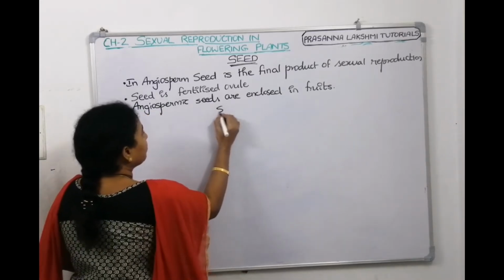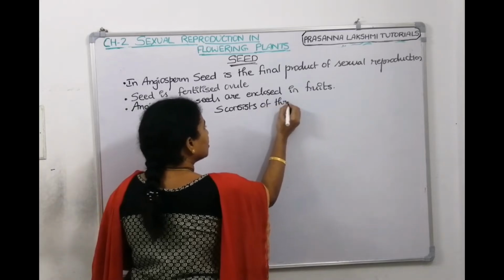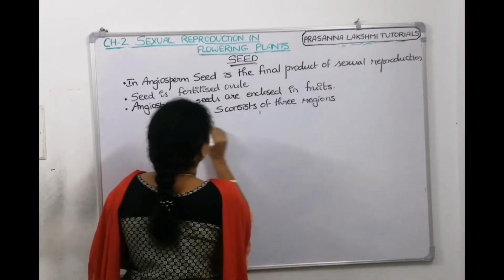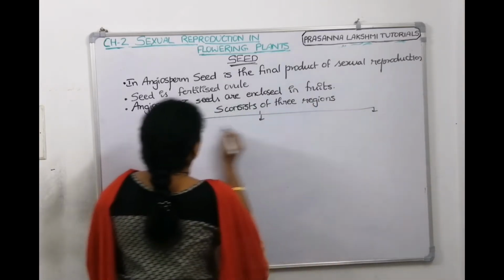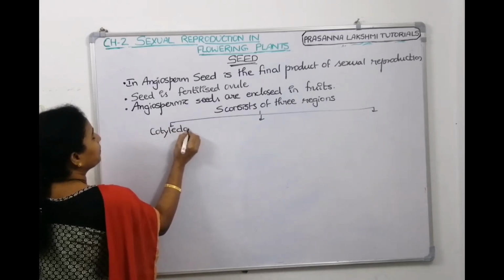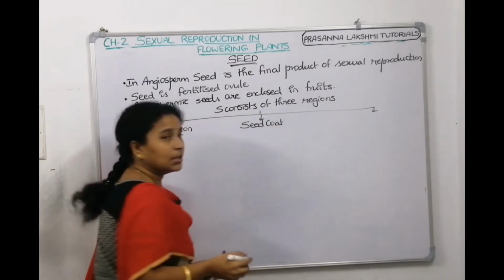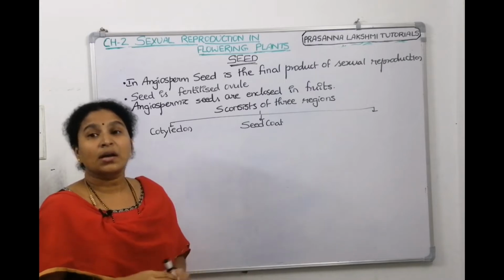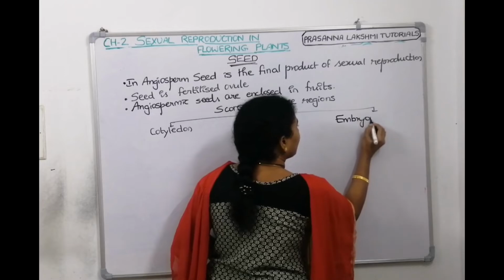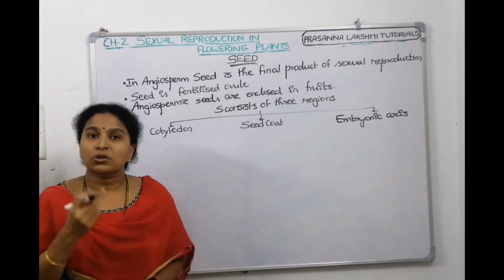So the seed consists of three regions. Now, the first one is called cotyledon. The second one, call it seed coat. The third region, which is an important region, is called embryonic axis. Now let us talk about cotyledons.